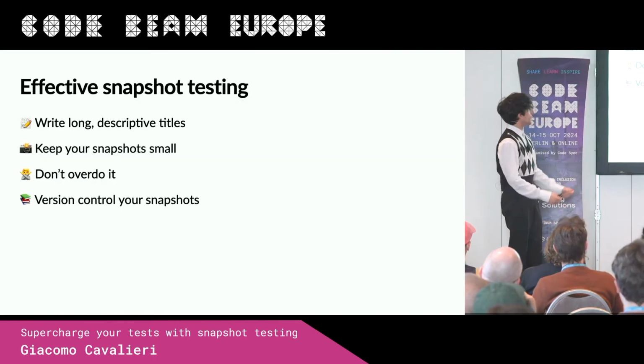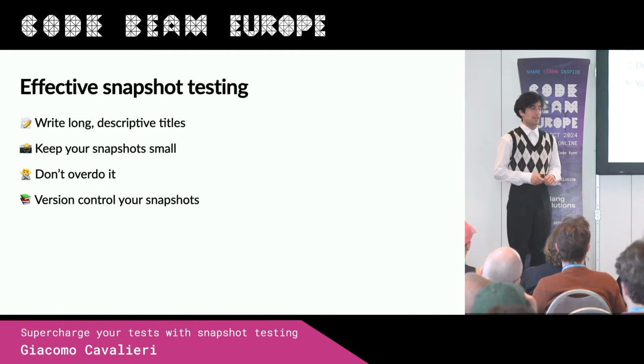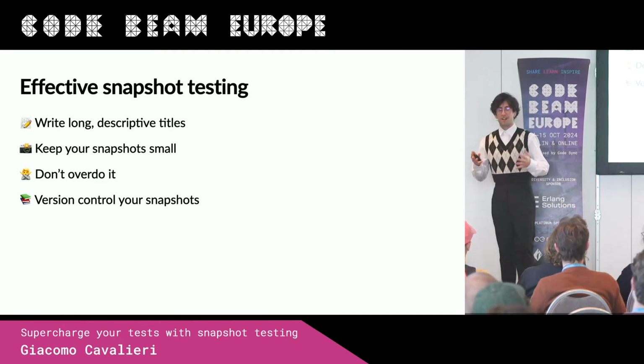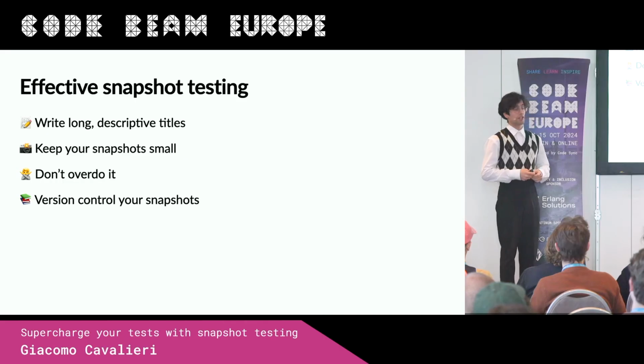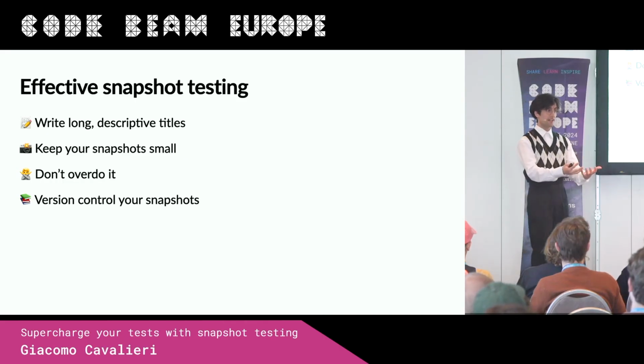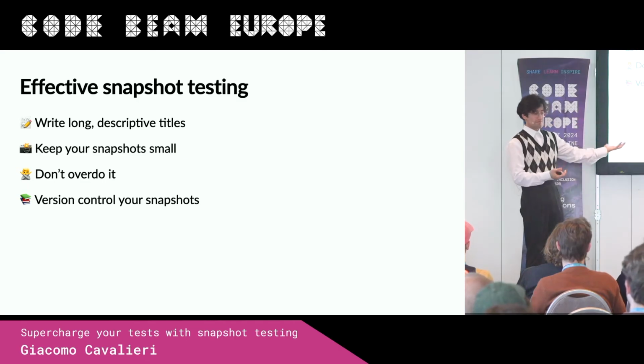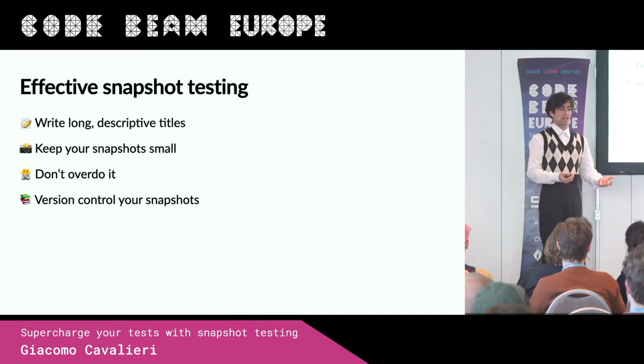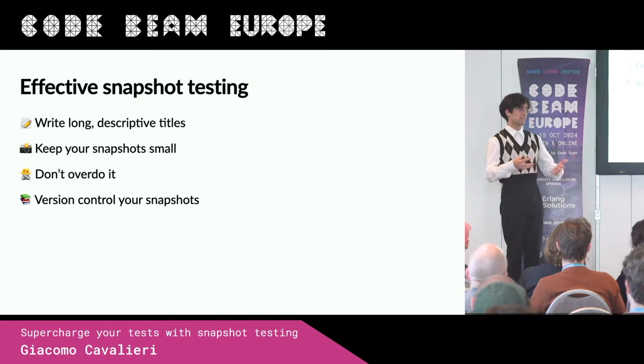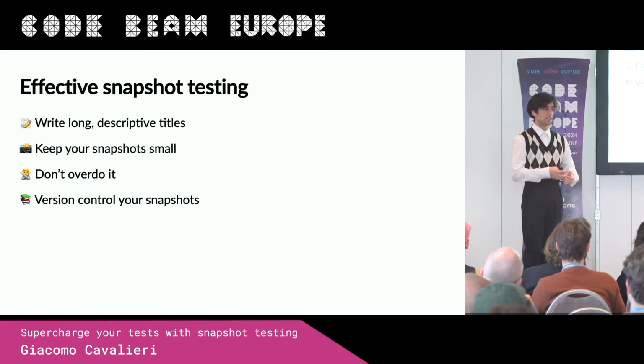And finally, version control your snapshots. Snapshots are just as important as your regular code. They're part of your code base, just like the expected value you would have written was part of your code base. And snapshots are just files that the snapshot testing library you're using, not just Birdie, saves to the disk in your project directory. And you need to be tracking those.